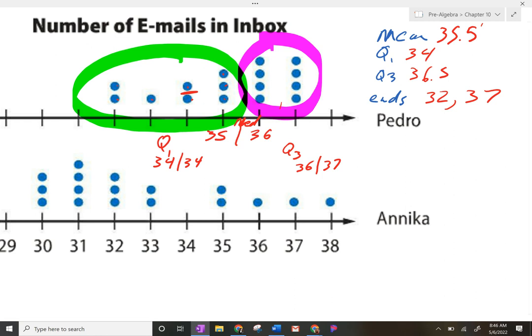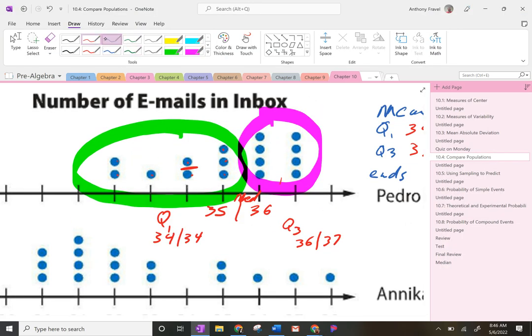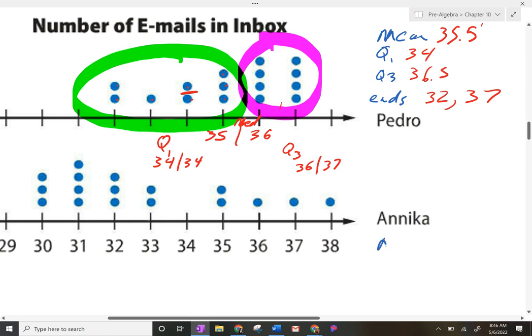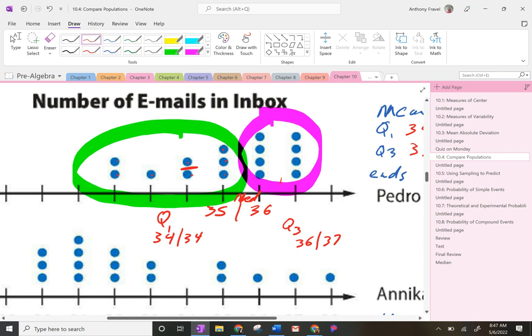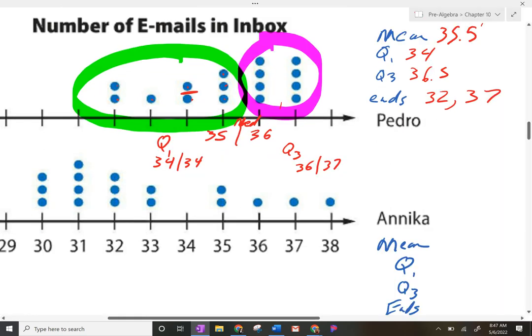I'm going to do the same thing for Annika real quick. For Annika, I've got my mean, quartile 1, quartile 3, then I have my ends. Again, 16 data points. So I'm going to count over in between my 8th and 9th one. So I've got 1, 2, 3, 4, 5, 6, 7, 8, and 9. My mean is going to be right between those two. So I'll kind of make my little line.